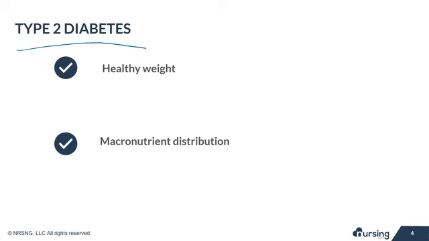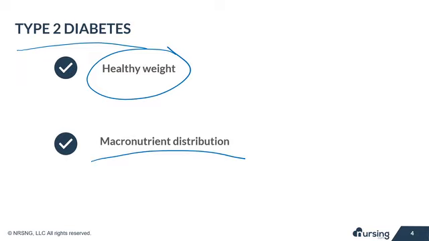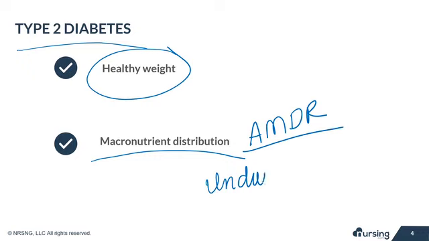With type 2 diabetes, there's not one diet that works for everyone, but striving for a healthy weight can improve the disease management. And while the macronutrient distribution can still be in the ranges of the acceptable macronutrient distribution range, or the AMDR, adjustments can be made based on blood sugar regulation. It's important that there is an individual assessment of eating patterns, preferences, as well as the metabolic goals.